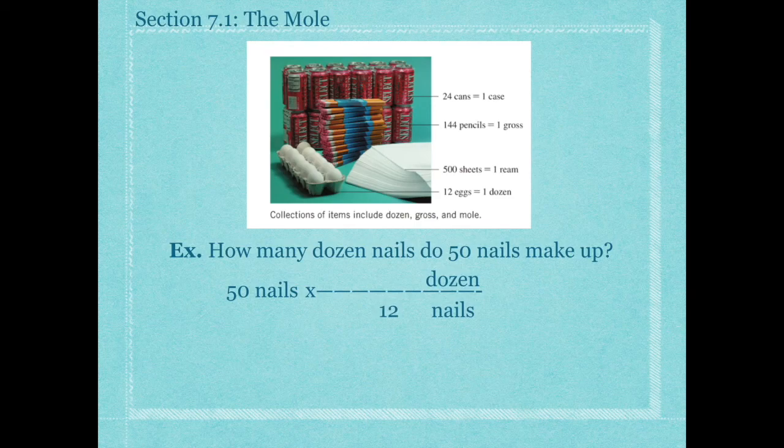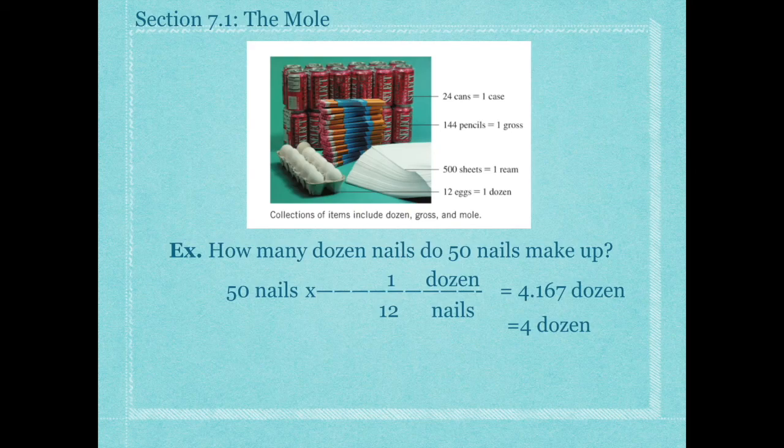Now I know there are 12 nails in 1 dozen, and so what I'm going to do is take 50 and divide it by 12, and what I get is 4.167 dozen. Now I need to round to the correct number of significant figures. There's going to be one significant figure here because 50 is one sig fig, even though it is counted. So this is going to be 4 dozen. All right, not too crazy.